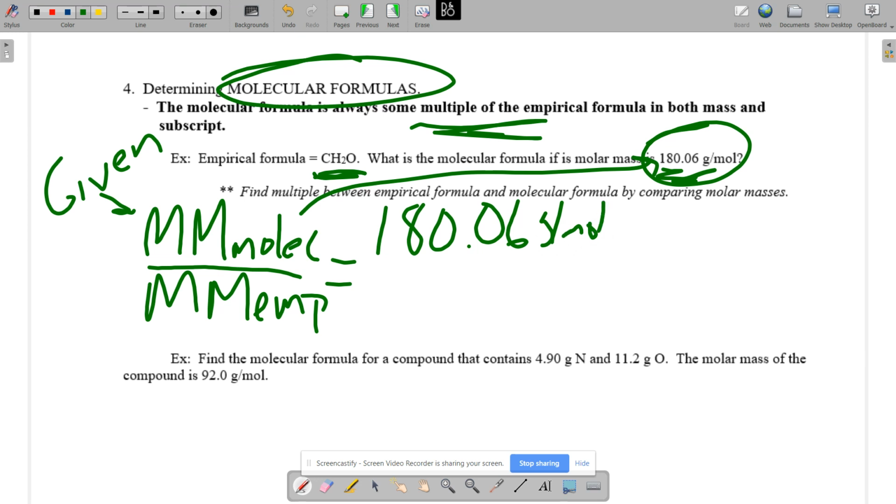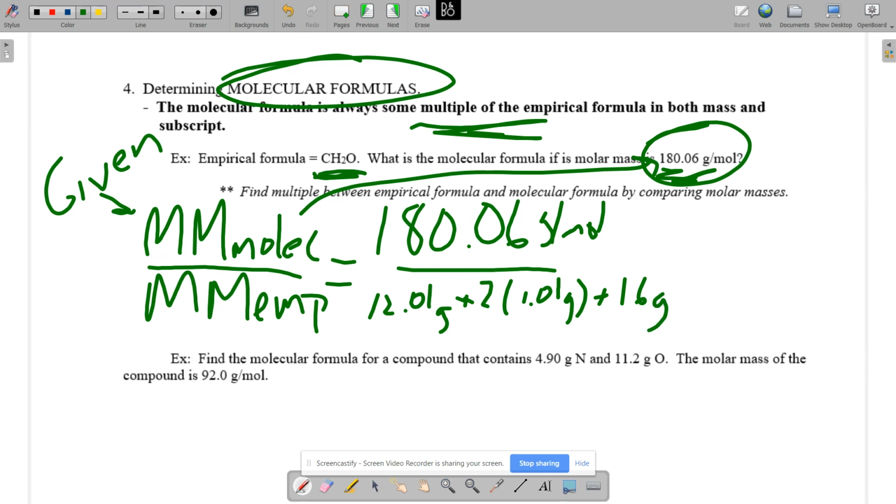Grams per mole. And then if I add up 1 C, 2 H, 1 O, we get 12.01. That's a C. 2 H's, right? So 2 times 1.01, because that's 1 H, so we got 2 of them, plus 16. That's the molar mass of oxygen. So if you add those up, 12.01 plus 2.02 plus 16 comes out to about 30.03. Well, how many times does 30 go into 180? The answer is 6 times. That's the magic multiple.